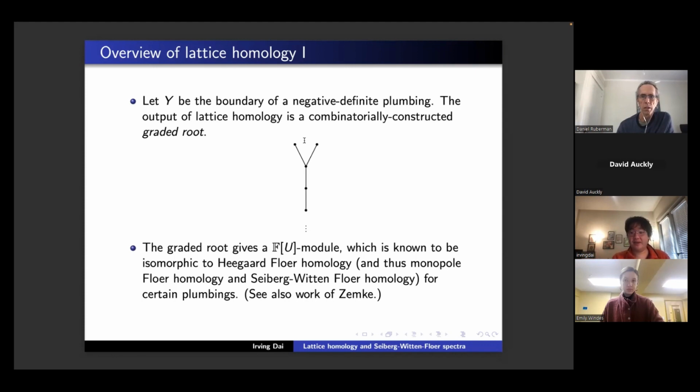Irving? Yes. Do I understand correctly that if you knew the Seiberg-Floer homology, you could just write it down as a tree in this fashion? Does it go both ways? The tree actually contains slightly more information than the Seiberg-Floer homology, because in some sense the tree is giving you a preferred basis for the Seiberg-Floer homology, but it turns out that in practice, in most situations, the distinction is not very important.